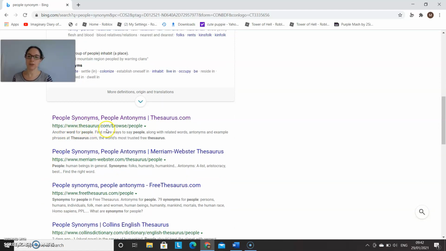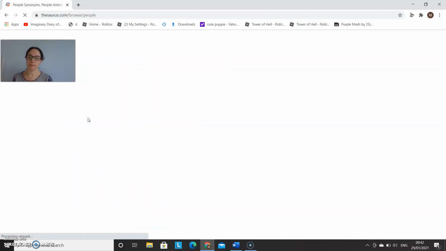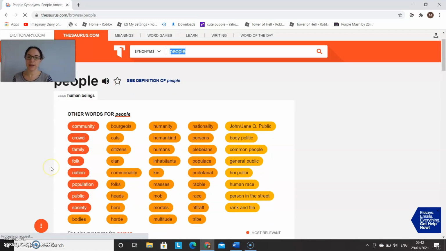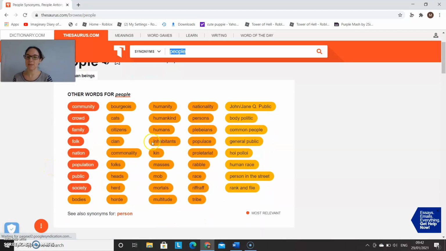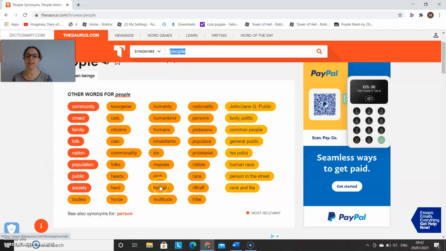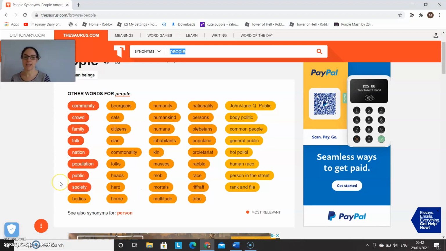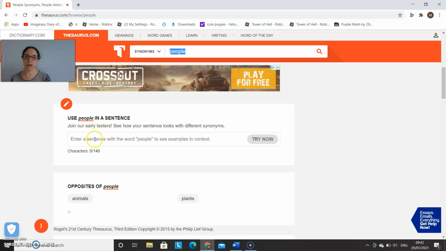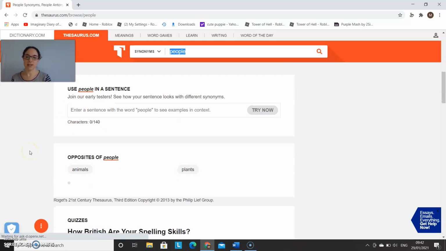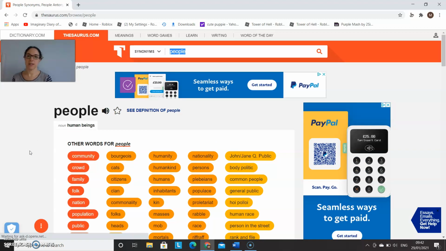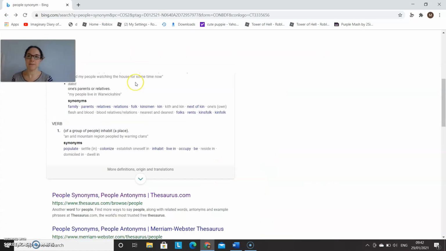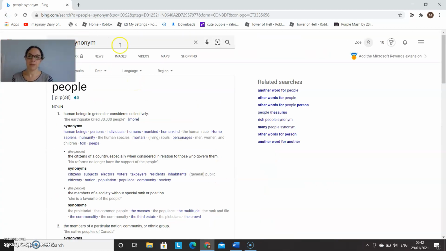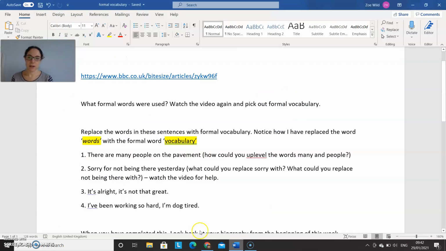And you can click on, this one's quite good, thesaurus.com. It comes up with a whole list of different words, and again, some of it makes sense, some of it won't. So you need to think what is a suitable word, and then it can even help you by, you can write down a sentence and see if it works. So that's a good website to use, thesaurus.com. I just found it by Googling people synonym.